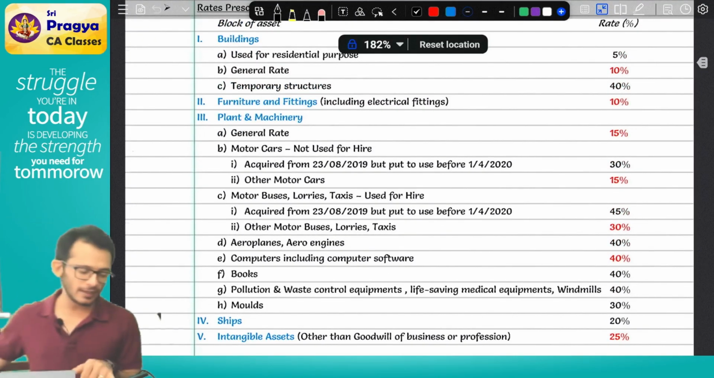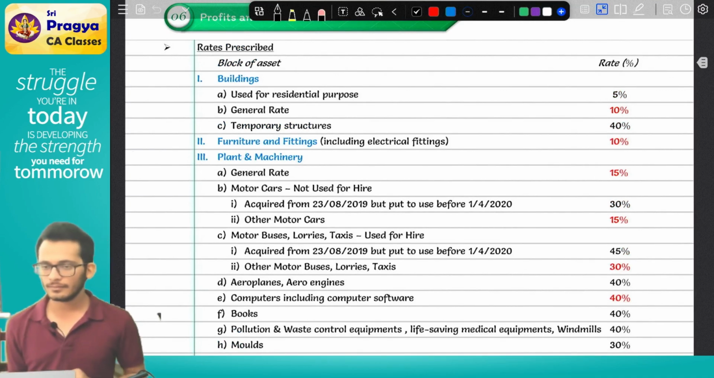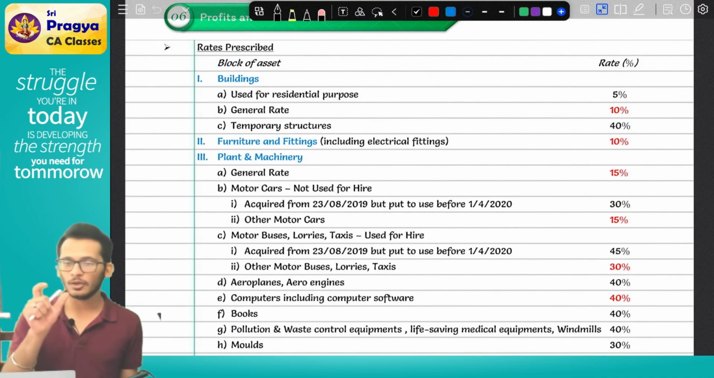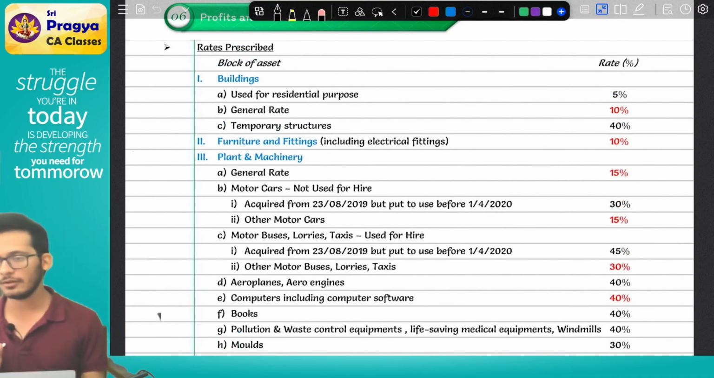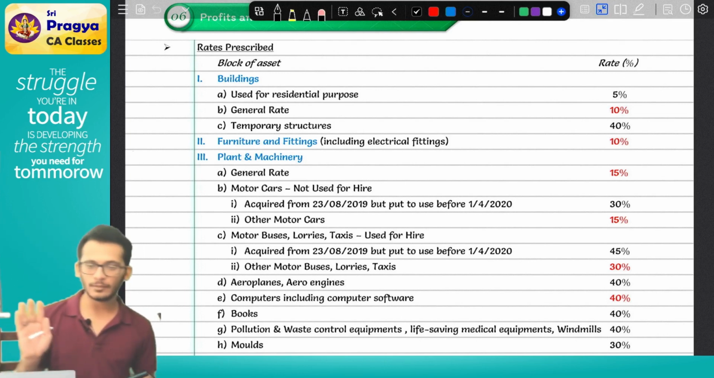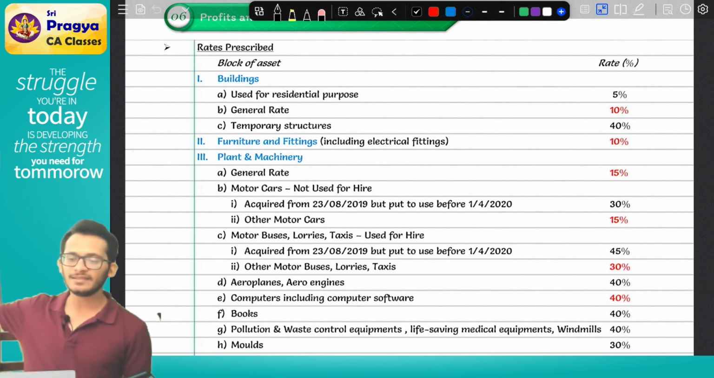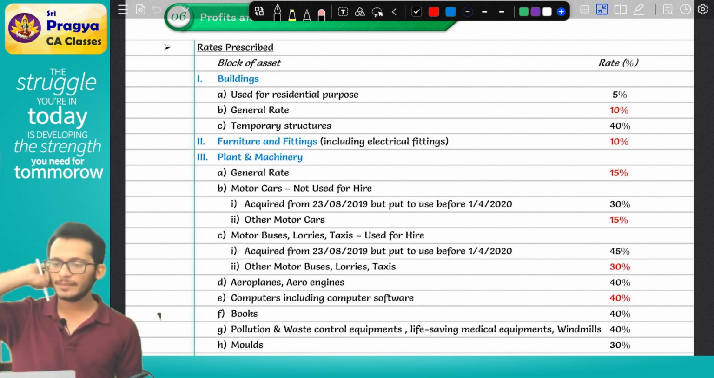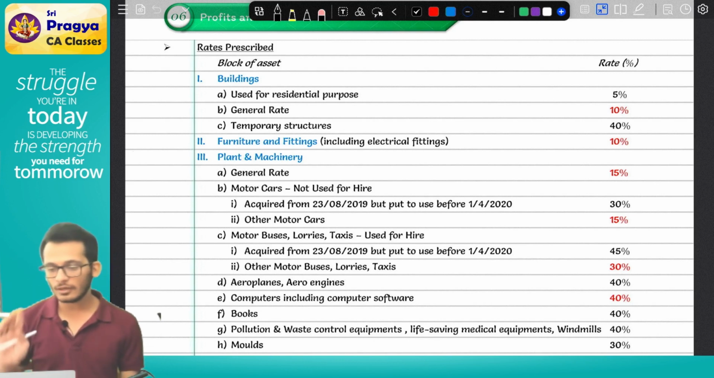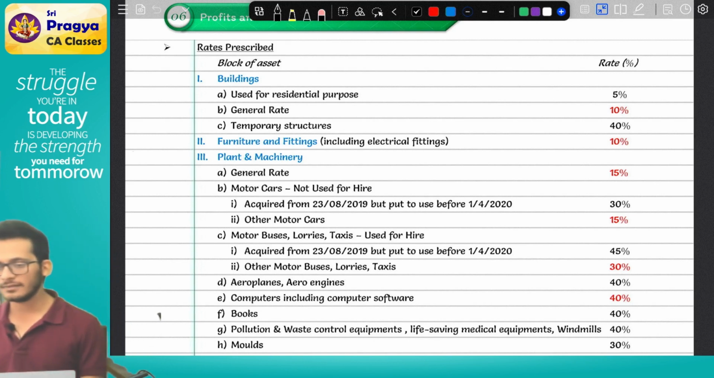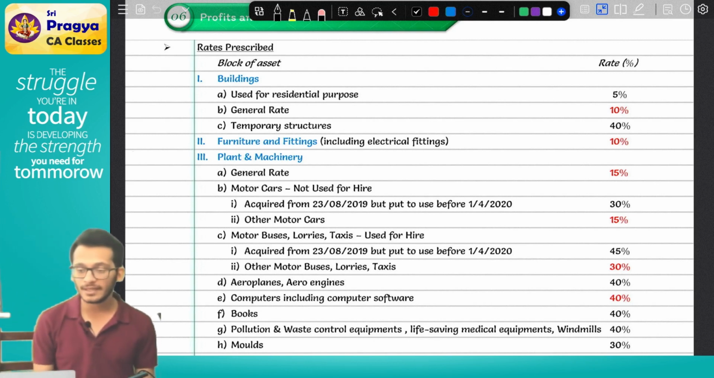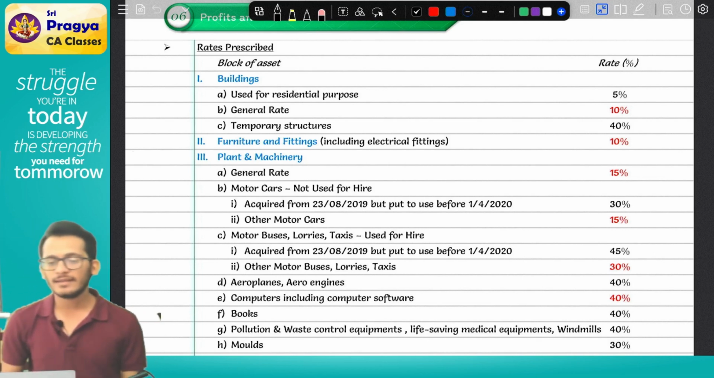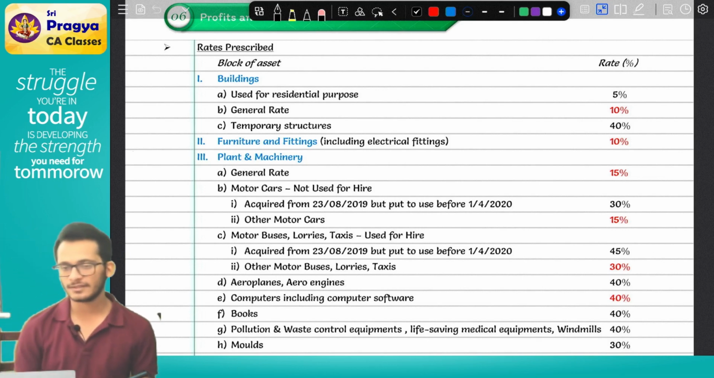Okay. On the heading, you will see the blue color, building, which means that is one block. Yes or no? Yes. Don't worry about the color and everything. You will see ABC, which means any item under that ABC is a block. So the first asset is called building. Income tax came and said, if you have a building, the general depreciation rate for you is 10%.